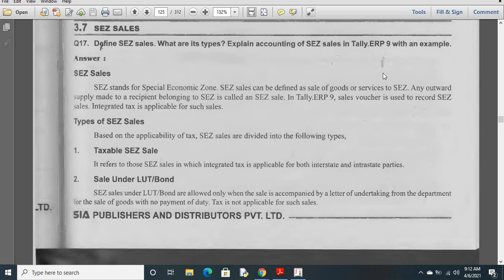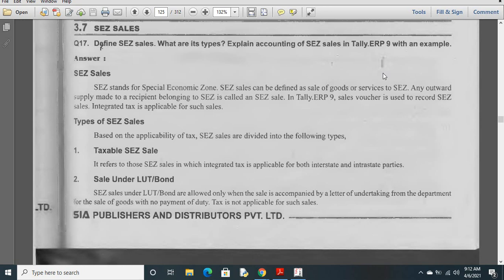SEZ stands for Special Economic Zone. Such sales can be defined as a sale of goods or services to an SEZ. Any outward supply made to a recipient belonging to an SEZ is called an SEZ sale. In Tally, the sales voucher is used to record SEZ sales. Integrated tax is applicable for such sales.